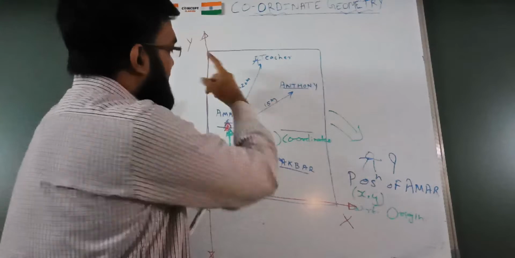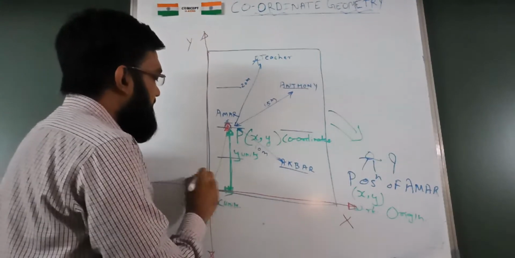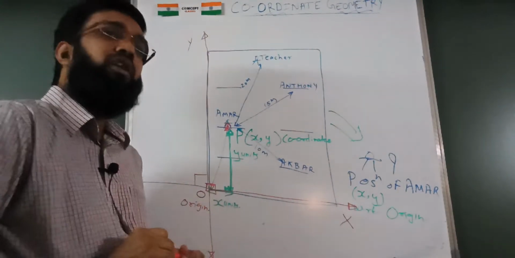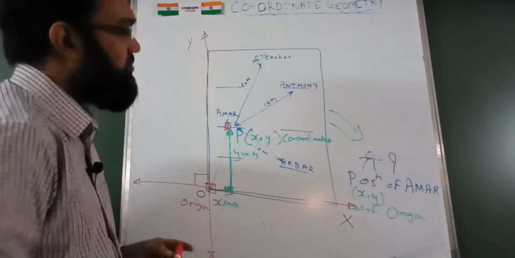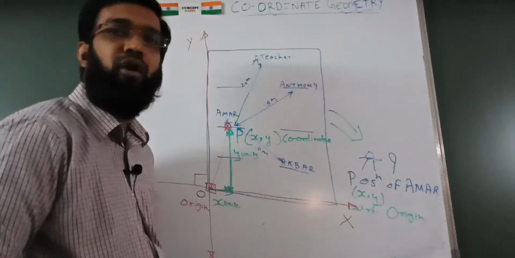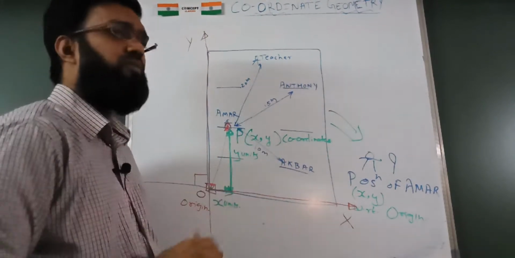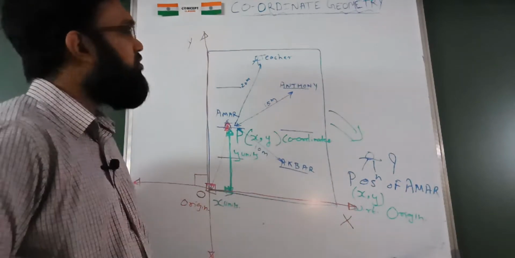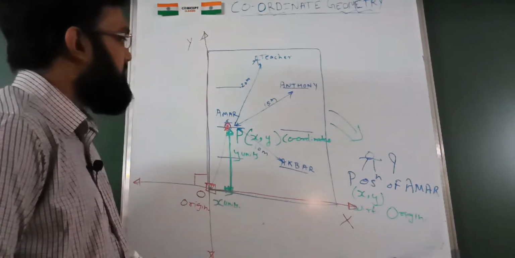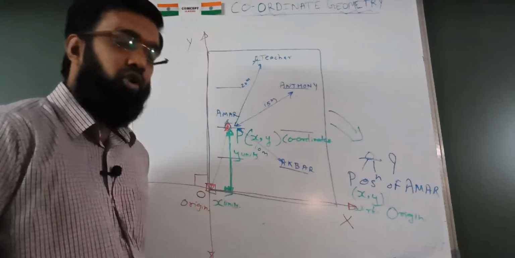These are called a coordinate axis. They are at 90 degrees with respect to each other. Then we will call it a rectangular coordinate system. So we are going to study that only, the rectangular coordinate system. Many other systems are there. In your syllabus, we will go for the rectangular coordinate system. Okay, this is the idea of coordinate geometry.